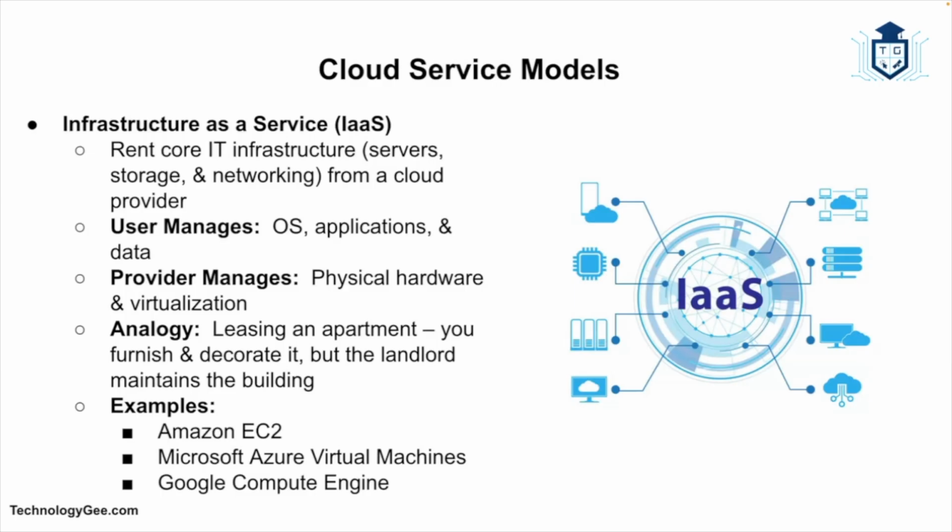With infrastructure as a service, you're essentially renting IT infrastructure, like your servers, storage, and networking. And you're renting all of this from a cloud provider. And when it comes to you, you only manage the operating system, the applications, and the data. The provider manages all the physical stuff. And examples of this would be Amazon EC2, Microsoft Azure virtual machines, and Google Compute Engine.